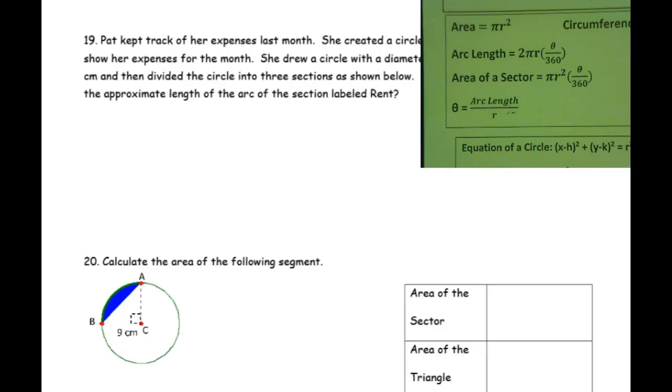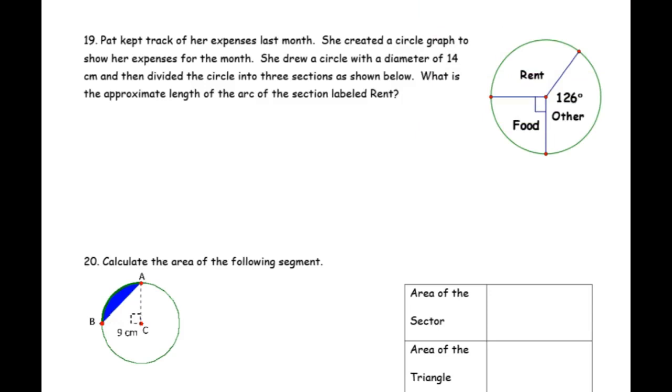Alright, next. Pat kept track of her expenses. Last month she created a circle graph to show her expenses for the month. She drew a circle with a diameter of 14. So if the diameter equals 14, what's the radius equal? Half of that, so 7, right? So she divided the circle into 3 sections as shown below. What is the approximate length of the arc of the section labeled rent?